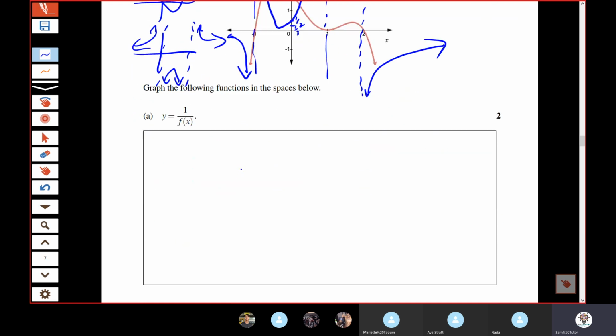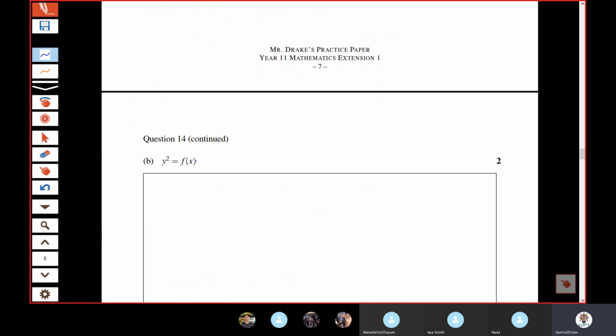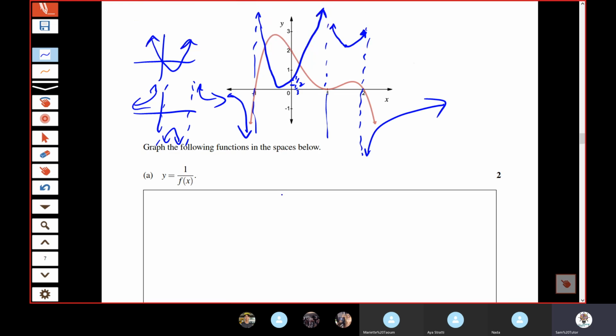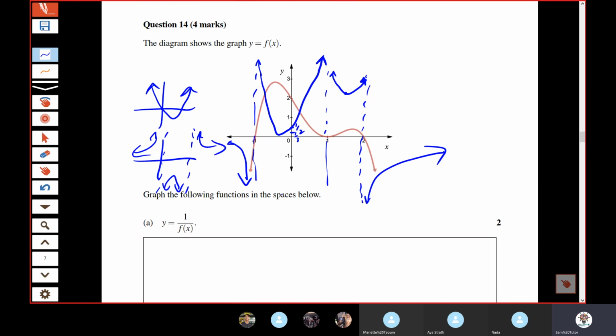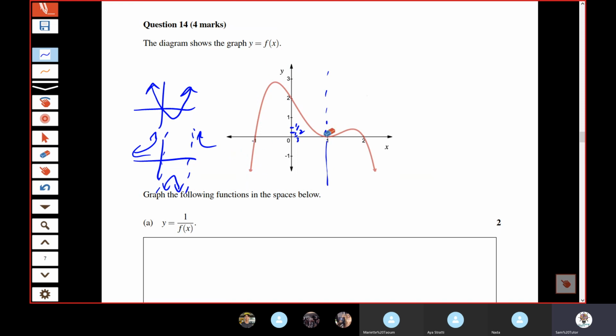Okay. 2 marks. Next one. Y squared equals f of x. Can I rub this out? Not yet? Is that fine? Yeah. I'm just trying to draw it on this so you guys can actually see what it's doing to the original. All right, y squared.